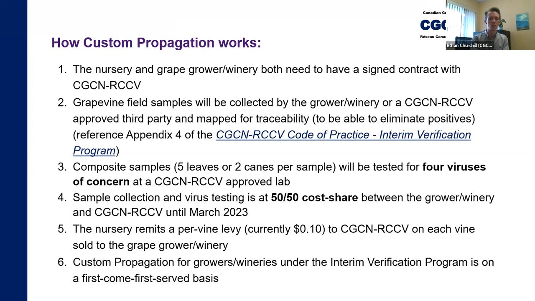Custom propagation for grape growers and wineries under this program is now available, as I mentioned, 50-50 cost share until the end of March 2023. And this is available on a first-come, first-served basis. So if we have any growers or wineries on the call here who are curious about this part of the program specifically, at the end of my presentation here, I have my contact information, so you're welcome to reach out if you have questions about that.